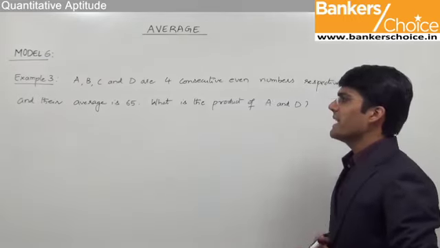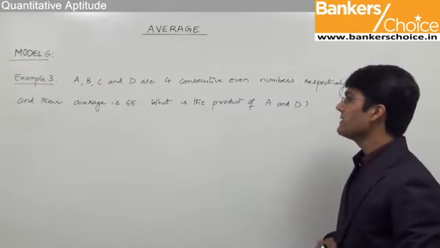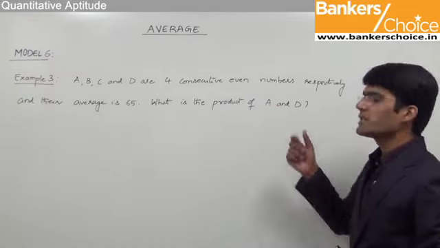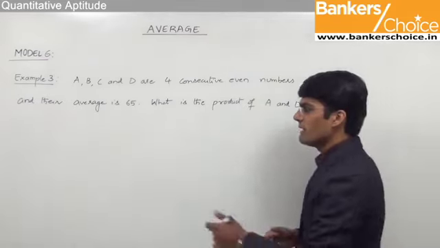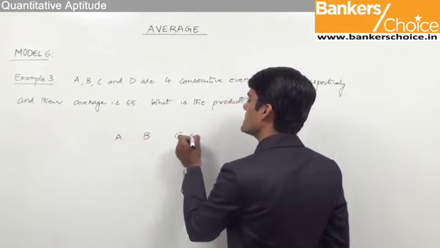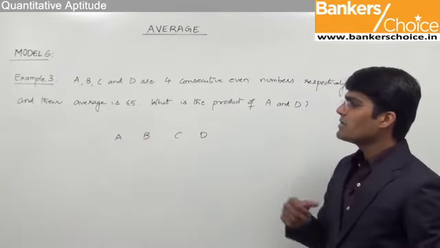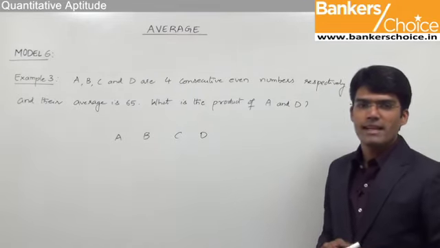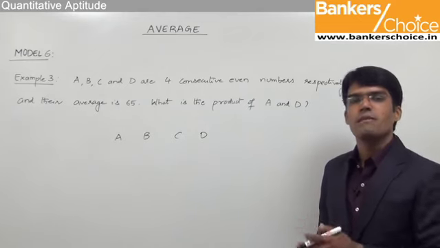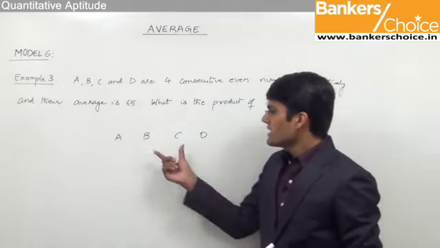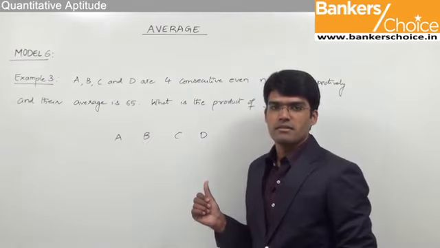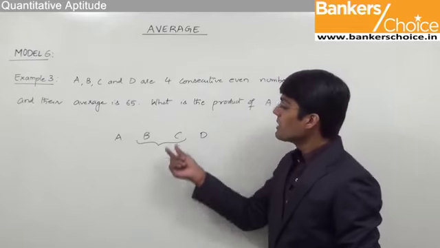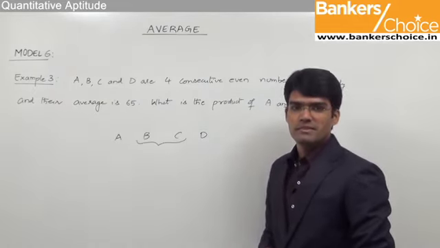The question here is, A, B, C and D are 4 consecutive even numbers respectively and their average is 65. What is the product of A and D? So as given in the question, we have 4 consecutive even numbers A, B, C and D, and the average of these 4 numbers is 65. Now from the points that we have discussed, we know very well that the average of consecutive numbers should always be the middle number. And here as you can see, we do not have any single middle number. So the average should be taken as the average of the 2 middle numbers, or the number which comes exactly between the 2 middle numbers.